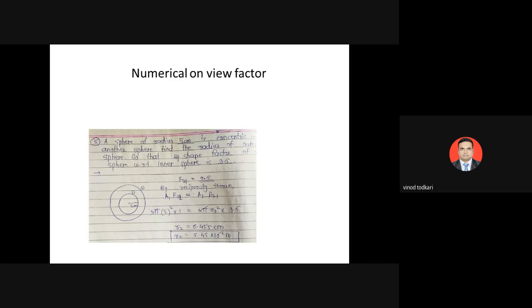Simply I know what is A1. Area of a sphere is 4 pi r square. R is known to me. I have to calculate A2, which is nothing but 4 pi r2 square. So I can calculate R2. I believe it is clear to you.